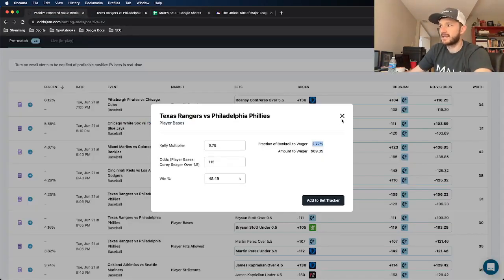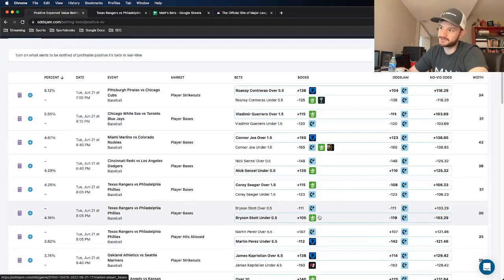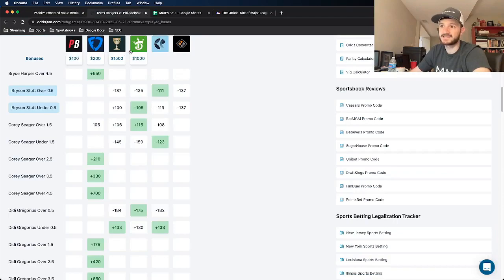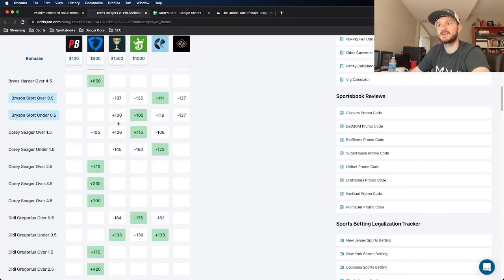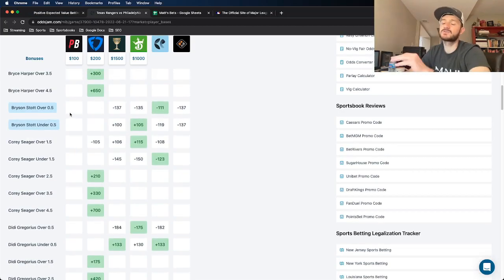And then the last one is the Bryson Stott under 0.5 runs, or excuse me, 0.5 total bases, plus 105 odds, minus 119 on OddsJam, minus 103 with the vig removed. 30 cents in market width, so pretty tight market there. Profit margin percent of 4.16. And then again, in the same market, we see kind of similar logic, although there are no lines for, actually this one I'm actually going to avoid.